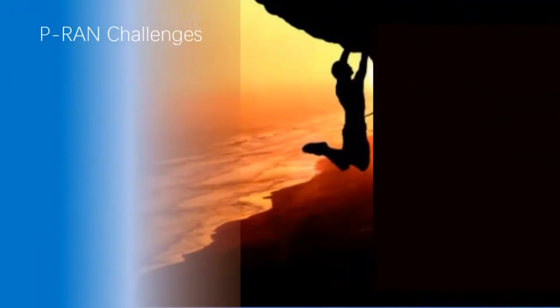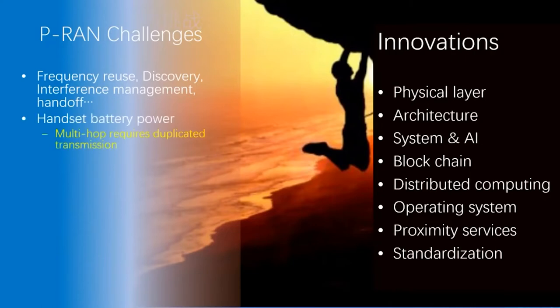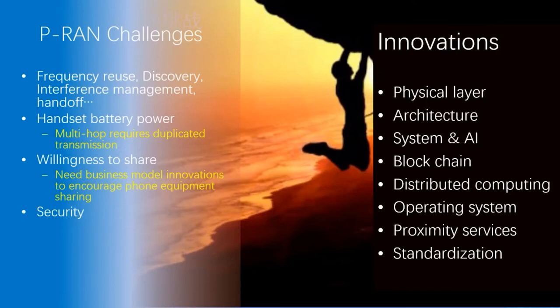Now, let's look at some of the challenges for PRAN. As usual, research is needed in frequency reuse, discovery, interference management, and handoff. In addition to these conventional problems, handset battery power needs to be considered because multi-hub uses duplicated transmission power. Further, the business model needs to be innovated by operators to encourage the willingness to share. And above all, security is the key for success. That includes the consideration of transmission security, malicious software security, authentication and encryption, and trustworthy considerations.